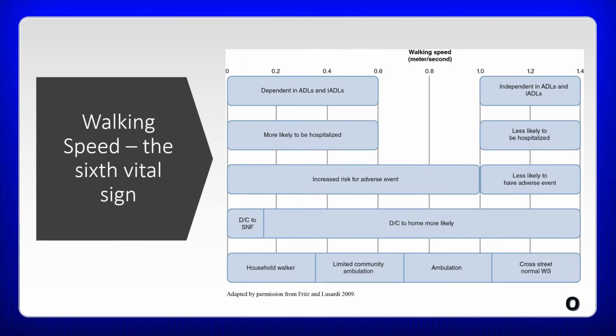The walking speed test is a test that is going to predict a person's dependency as well. And this one, you already watched the video, and you can see that based upon how fast their speed is, the faster they can walk, the more likely they're independent, less likely to be hospitalized, less likely to have an adverse reaction, and more likely to be discharged to home.